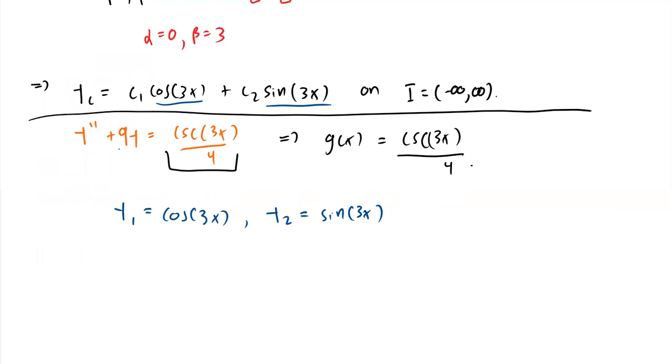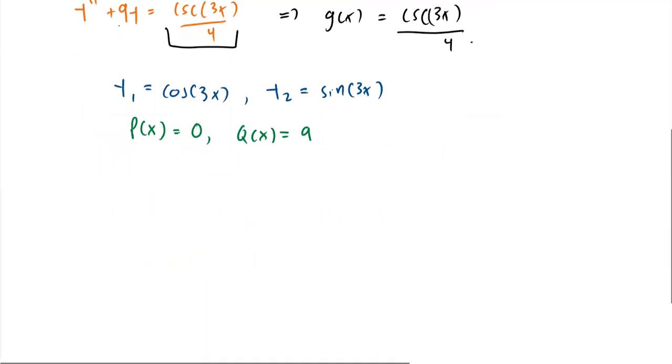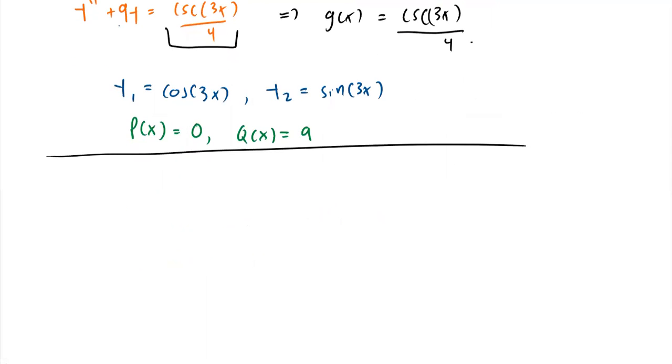So what's our p of x in this case? Well, it's whatever is multiplying the derivative y prime, right? There's nothing there, so that means that p of x equals 0. Q of x is whatever is multiplying y, which in this case is 9, right? And g of x we have above. Notice that these are continuous everywhere, right? So basically our interval of definition is going to be everything. Okay. So let's go ahead and do the work.